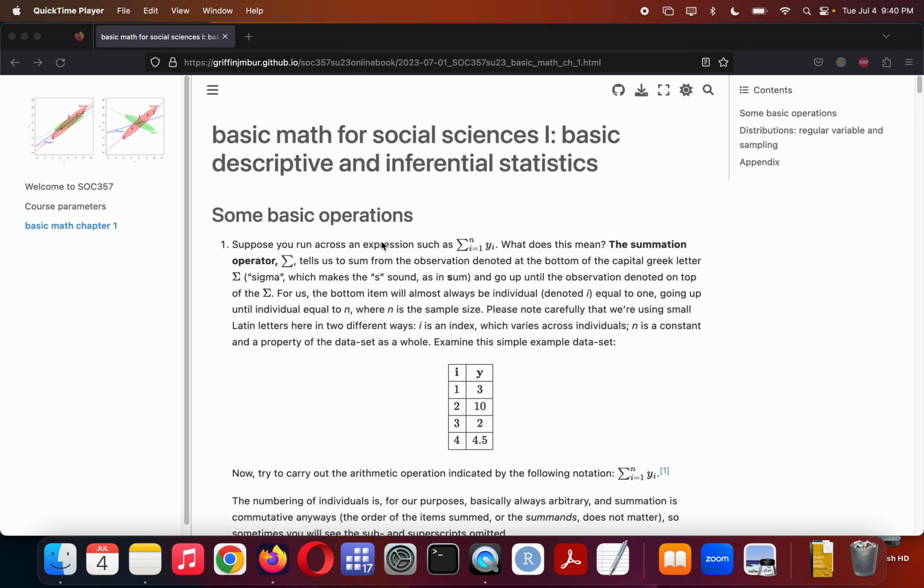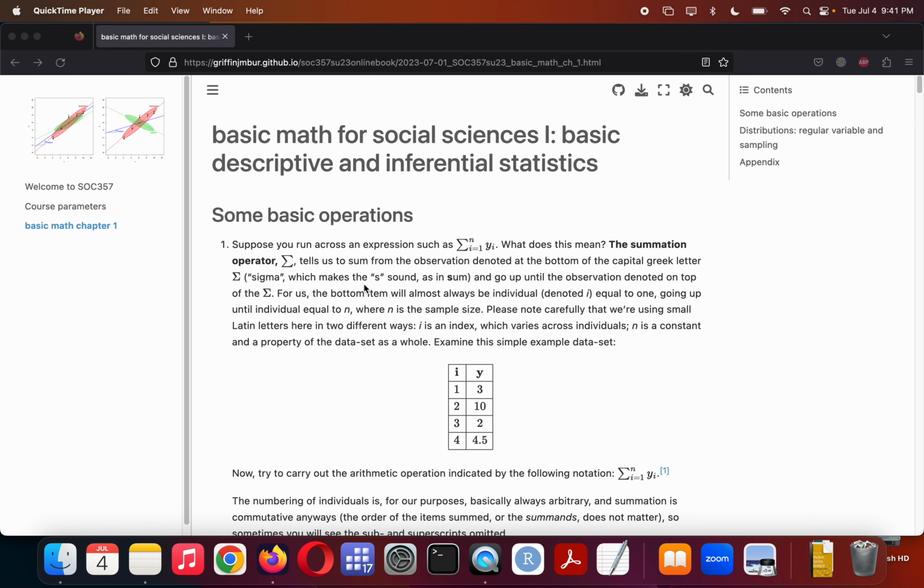So suppose you run across an expression such as this one here. I won't pronounce it out loud because that would spoil the surprise. So I just want you to look at this and see if you have a sense of how you might evaluate this. This is the summation operator, sigma. What this tells you to do is to sum over all of the individuals that you observe on some outcome y, from the first individual to the nth individual. So all this tells you to do is take the total or the sum of a variable that you have in your data set.